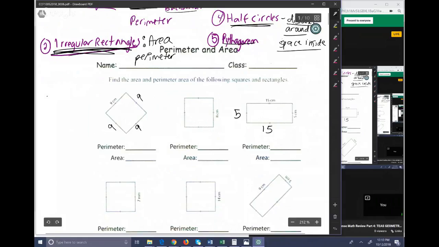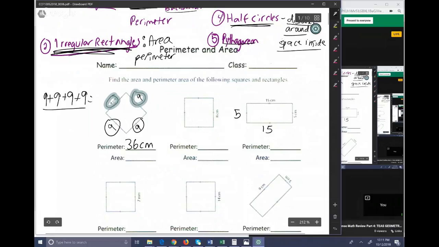So on this one, what I would do is 9 plus 9 plus 9 plus 9. Mathematically, that will achieve the same thing as doing 9 times 4. But I don't like to think of it that way because I feel like that doesn't give you a visual of what it is you're finding. It does give you a visual to say, I'm walking around this and I'm adding up the sides. So either way that you go, you end up with 36.